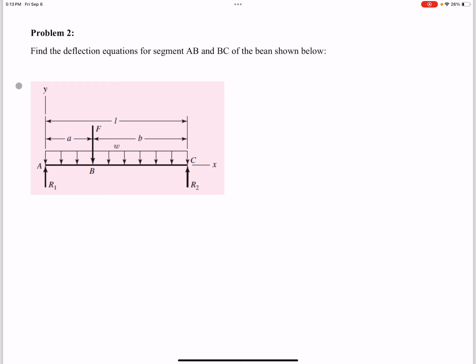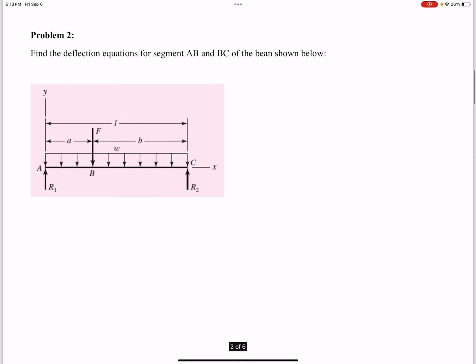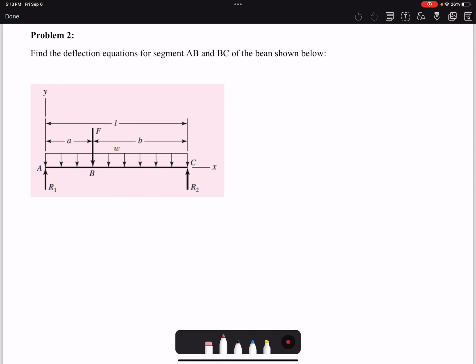Hello everyone, in this video we are going to find the deflection of the beam under both point load and distributed loading. So the equation for deflection is y double prime = M(x)/EI. That means that the first step is to find the moment.